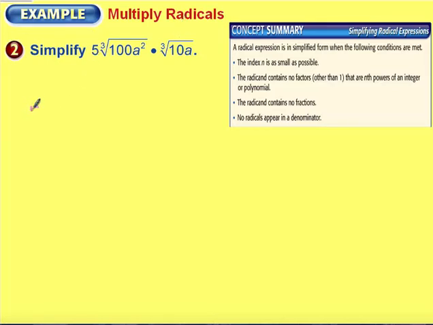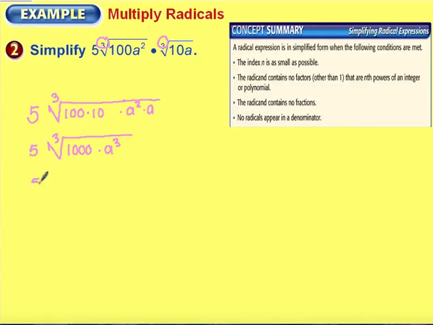So I'm going to leave that 5 to the outside, and then I'm going to go ahead and put everything, since they're both cube roots, under the same radical. So that would give me 100 times 10, and that gives me a squared times a. Separately, you can see that there's no perfect cubes. But when I work out the inside, now I have 1,000, which 3 zeros will show me that's a perfect cube, and a cubed. So now I can go ahead and separate the pieces.